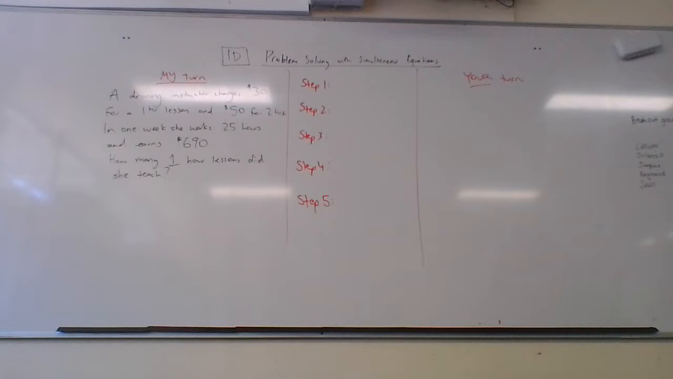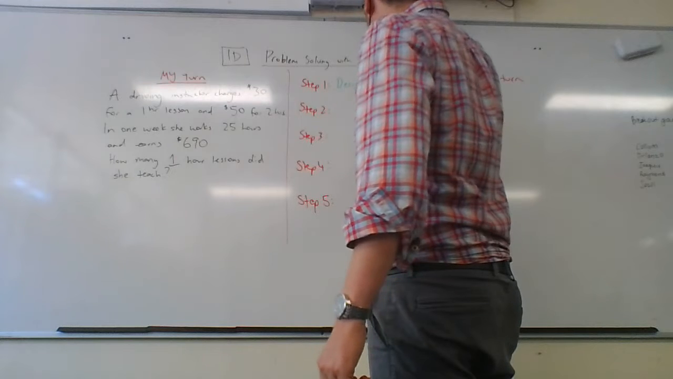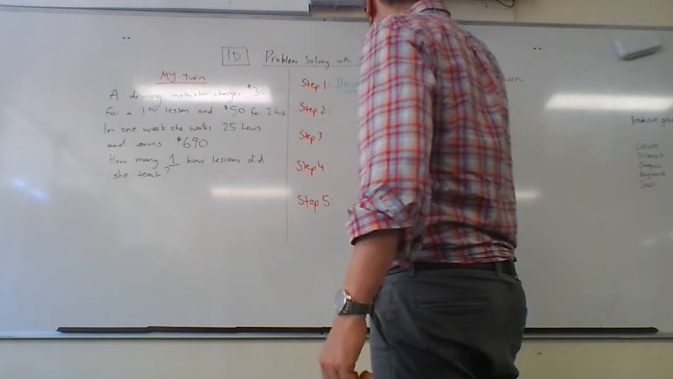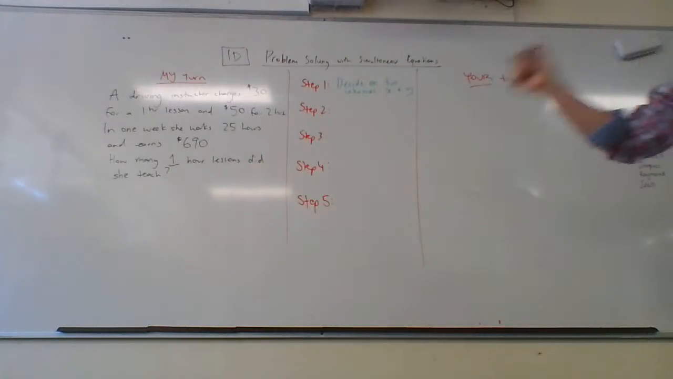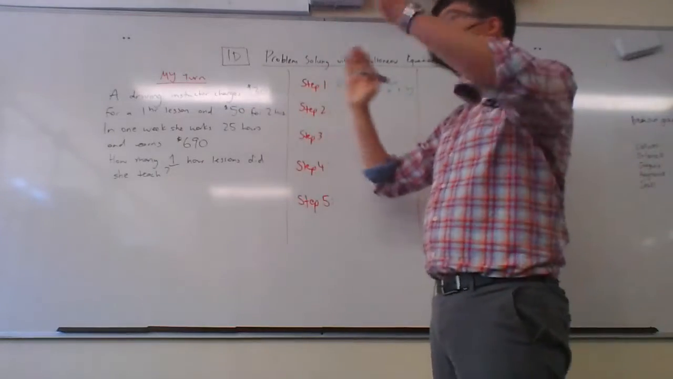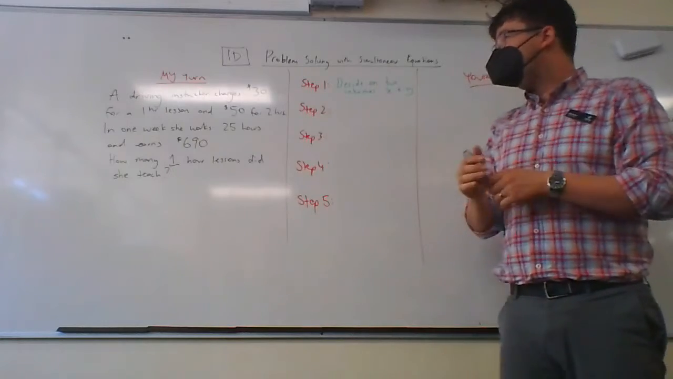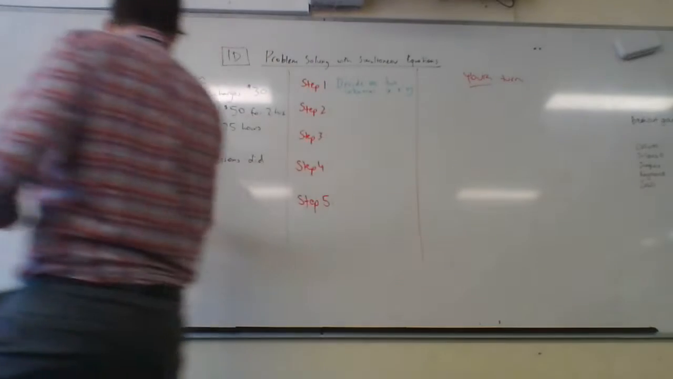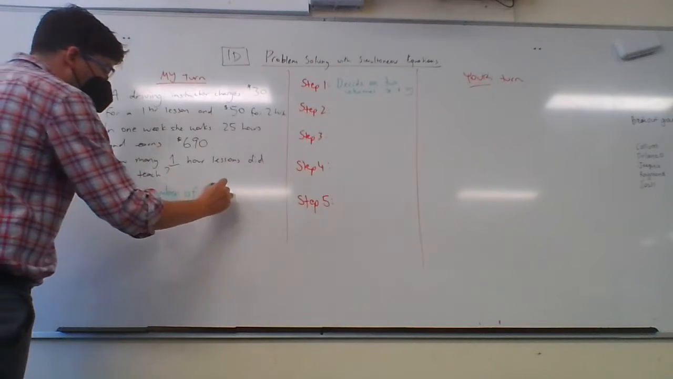Okay, so our first step, if we're using simultaneous equations, is we need to decide on 2 unknowns, x and y. We're just going to label them x and y. In this one here, what are our 2 variables? What are the 2 different variables? Yeah, 1-hour lessons and 2-hour lessons. So let's let x equal the number of 1-hour lessons.